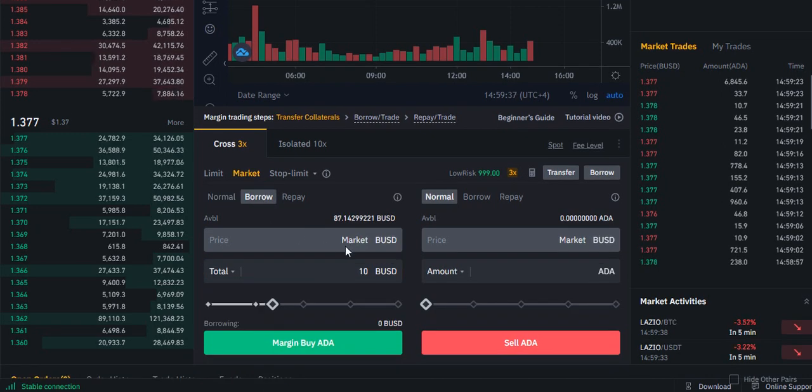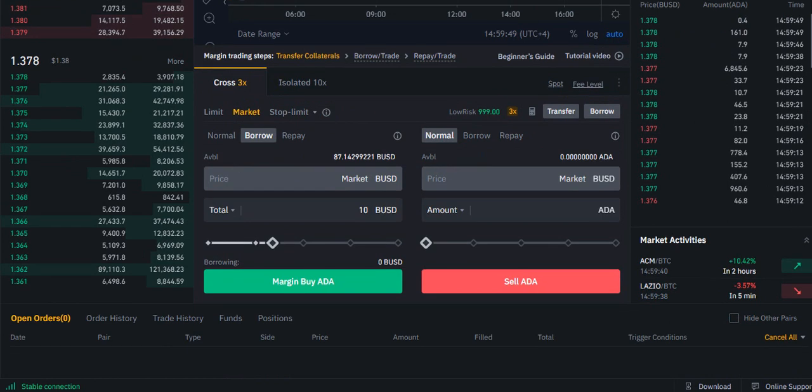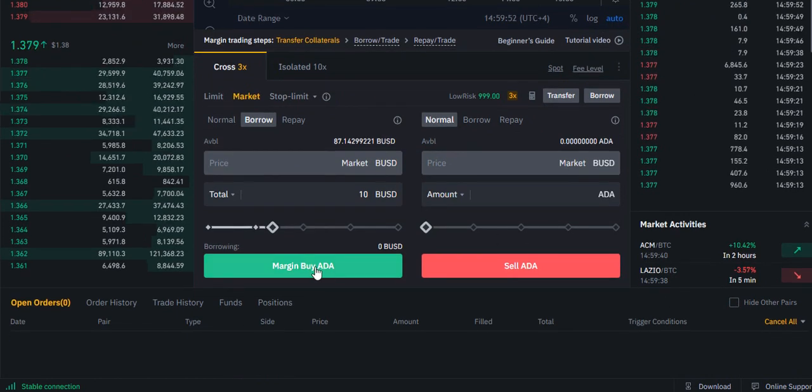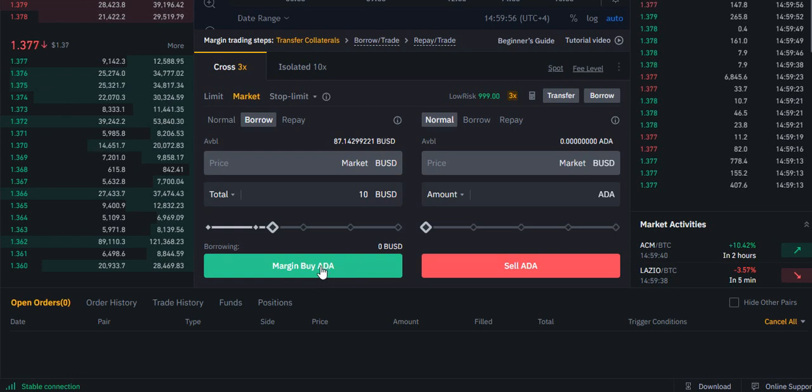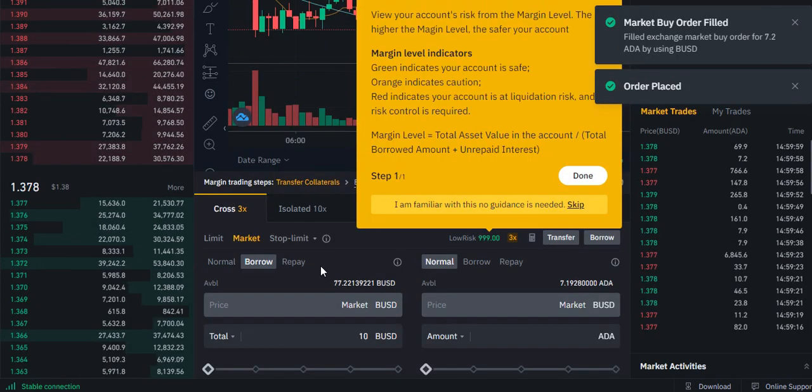When I click borrow, the available balance will be like 87, right? Multiple of 3, I have 29, so it comes to 87. When I click on borrow, I also click here to margin buy ADA. I click here to buy this one, so I click on buy.